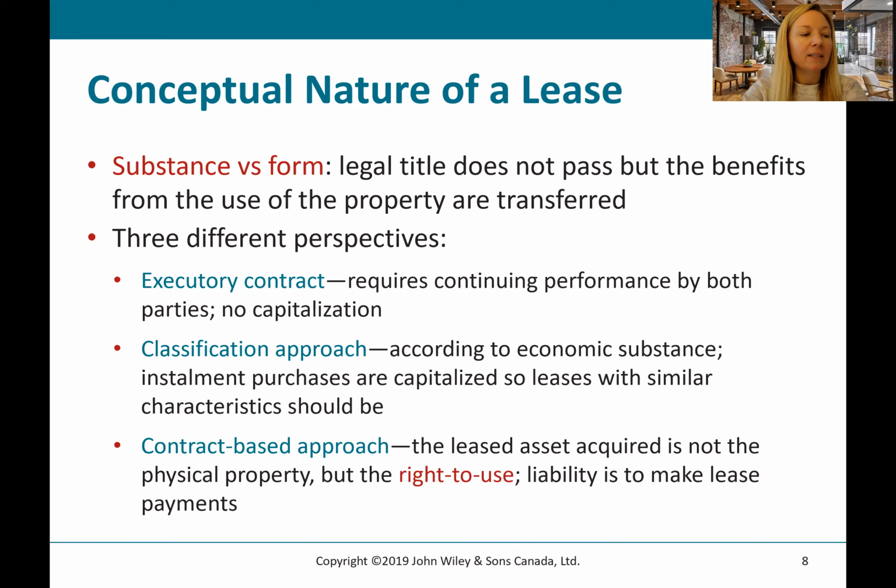But where it gets complicated is, what if the same aircraft was being used, but to pay for it, there was a non-cancelable lease transaction with payments in the exact same amount that would have been calculated under the installment loan? Because it was a lease, there are different opinions about how that transaction should be reported in the financial statements. And that will bring us into these different alternatives. So this is about substance versus form. The legal title in that example where the 787 was being leased didn't pass, but the benefits from the use of the property are transferred.